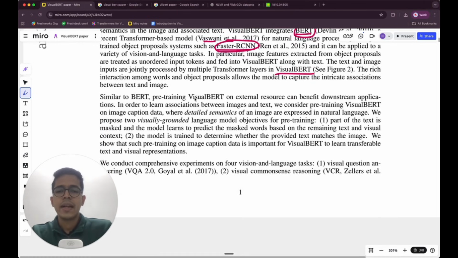Similar to BERT, pre-training VisualBERT on external resources can benefit downstream applications. In order to learn associations between image and text, we consider pre-training VisualBERT on image caption data, where detailed semantics of an image are expressed in natural language.